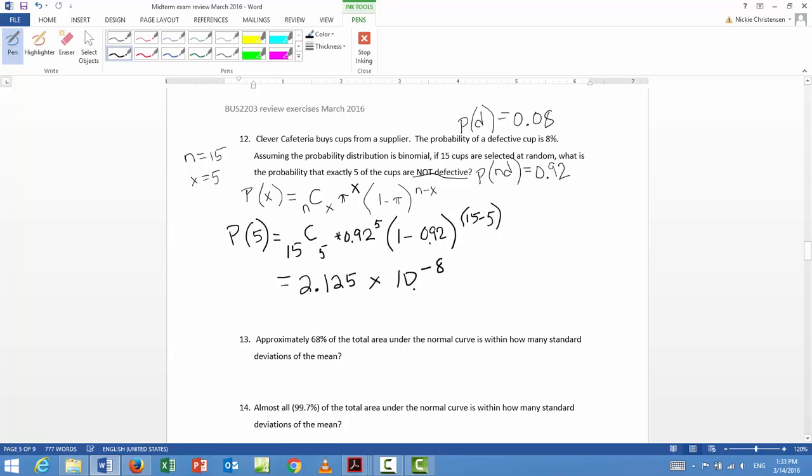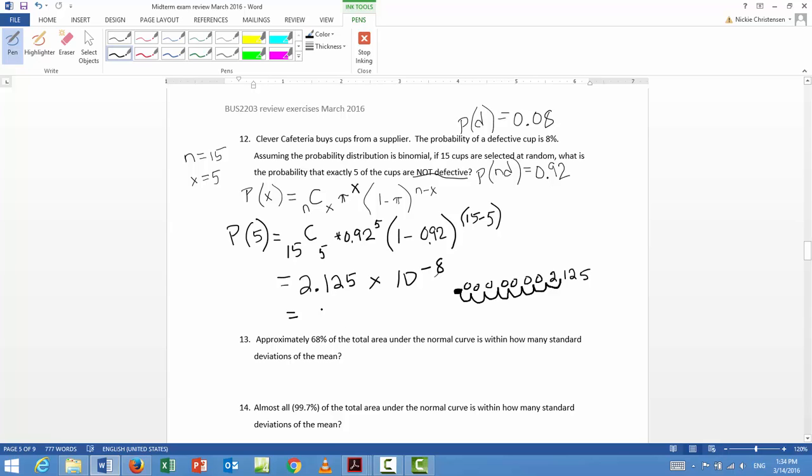And as I've said numerous times in class, you've got to be able to change this into a regular number. So what this means is we've got to move this decimal point this many bumps to the left. Okay? So 2.125, we're going to move it 8 bumps to the left. So 1, 2, 3, 4, 5, 6, 7, 8. So there's our decimal point, and we're just going to fill in these holes with zeros.